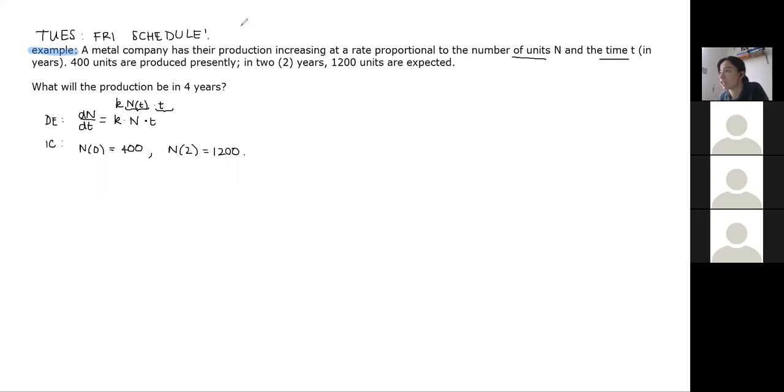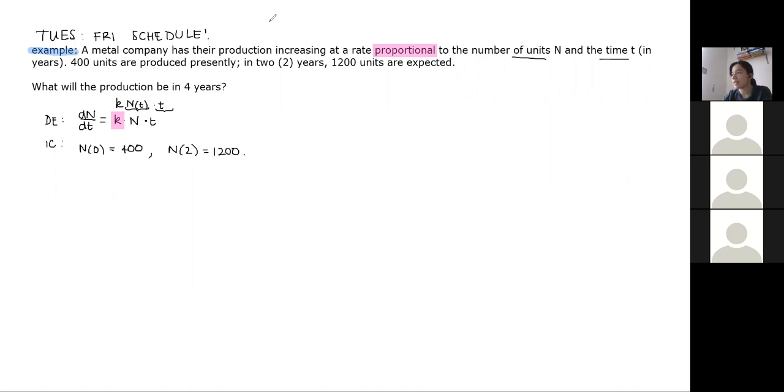All that we know over here is that the metal company has a production that increases at a rate proportional to these two things, which means it might be 1 times N times t, but it might be 2 times N times t, it might be 7 times N times t, and we don't know what the constant of proportionality is going to be. So when we say proportional to, that means some number times N times t, which is a constant, but we don't know what the value of that constant is. Okay.